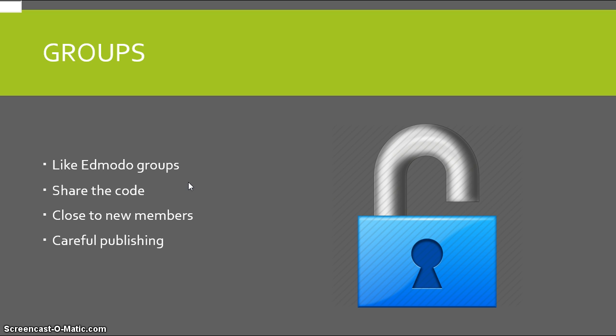Groups in Sophia are like groups in Edmodo. They basically are your classrooms. You invite the right number of students for each class to the groups that go with them. By sharing the code, you can bring them in and then select close to new members. Therefore, you've locked the group. So this is great for younger students.